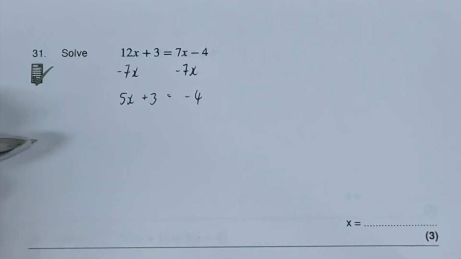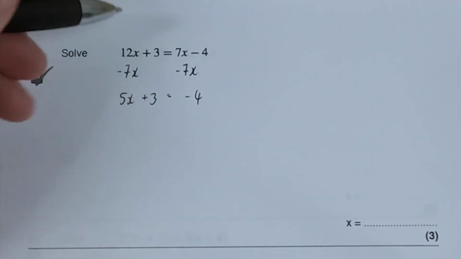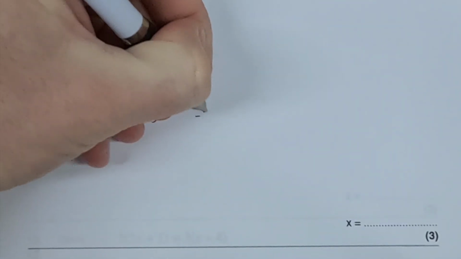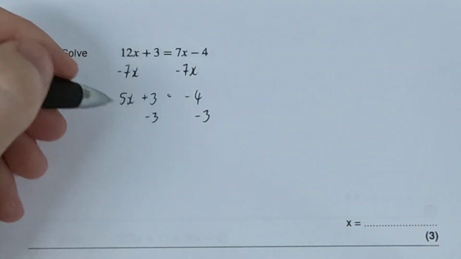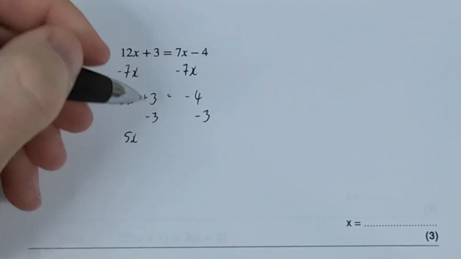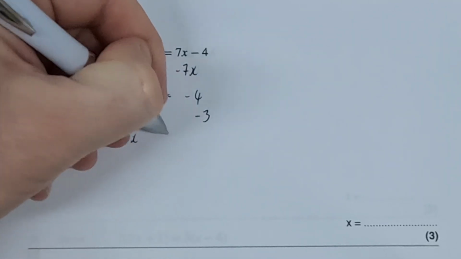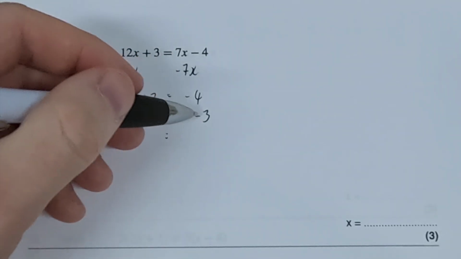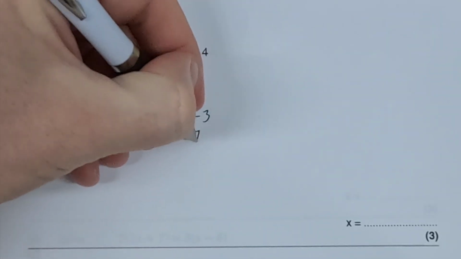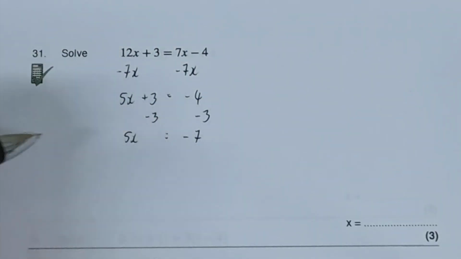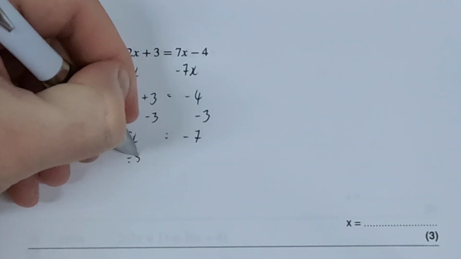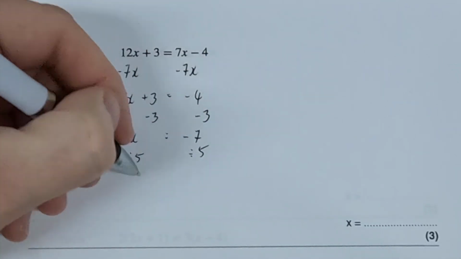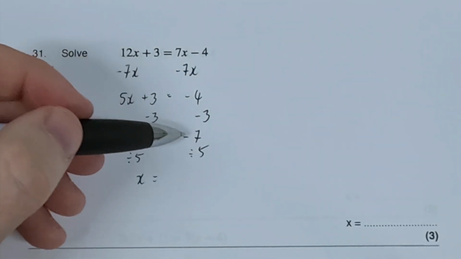So we want to solve this equation, so let's now just take away 3 from both sides. So take away 3 and take away 3. On the left-hand side, we'll be left with 5x, because we're taking away 3 to get rid of the plus 3. And then on the right-hand side, minus 4, take away 3 would be minus 7. So we've got that 5x equals minus 7. Now we just need to divide by 5 and divide by 5. And we get that x equals minus 7 divided by 5.